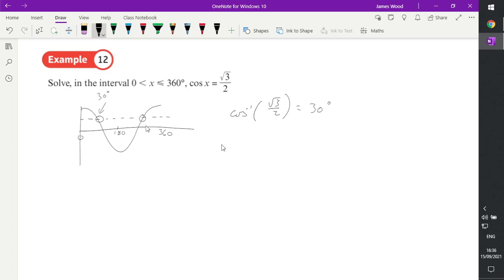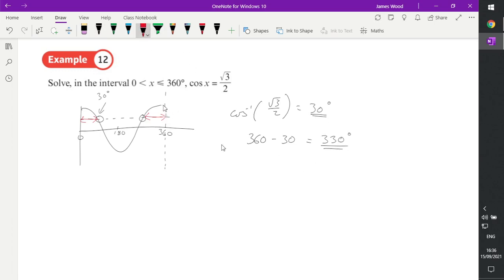To find my other solution, I need to think about the symmetry of the graph again. Well, cos is symmetrical about 360. So this gap here is the same as this gap here. So that's going to be 30 degrees as well. So to find my last solution here, I can do 360 minus 30, which is 330 degrees. So those are my two answers there.